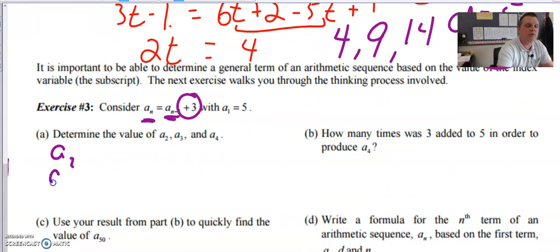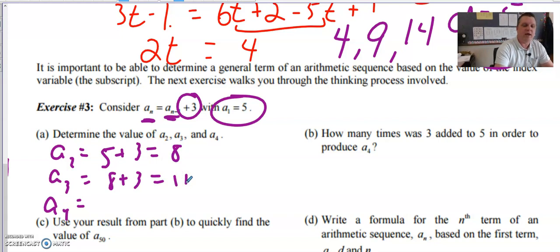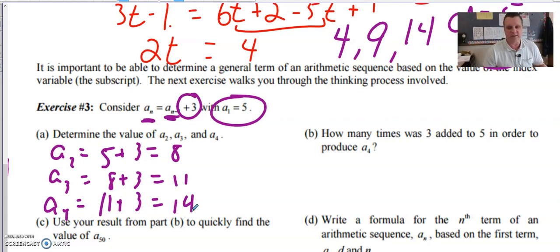If you're just doing this in order, you're just taking the previous term. A1 is 5, so A2 is 5 plus 3, which is 8. A3 is 8 plus 3, which is 11. A4 is 11 plus 3, which is 14. See how we're just taking the previous terms. That's it.